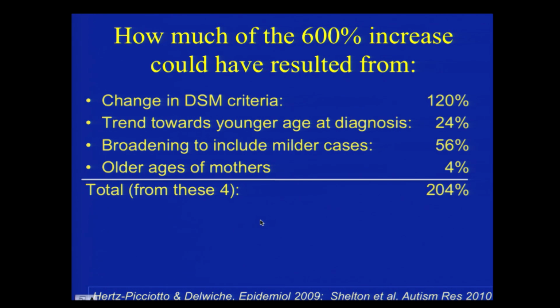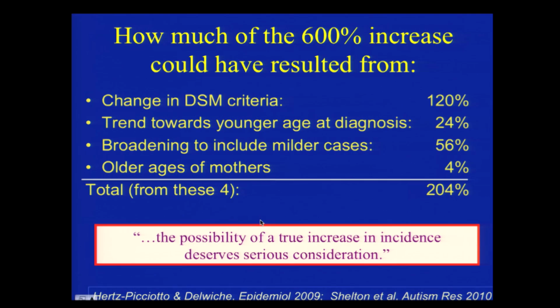And when we tried to attribute what that might have been due to from the point of view of just better awareness and changes in diagnostic criteria and so forth, we came up with about 200 of that 600% increase that we could explain through these artifacts, let's say, of diagnosis and reporting, and also some changes like younger age at diagnosis or older ages of mothers at childbearing.